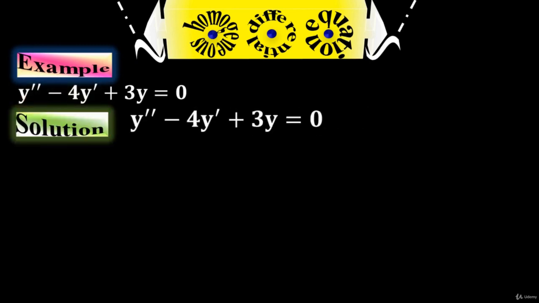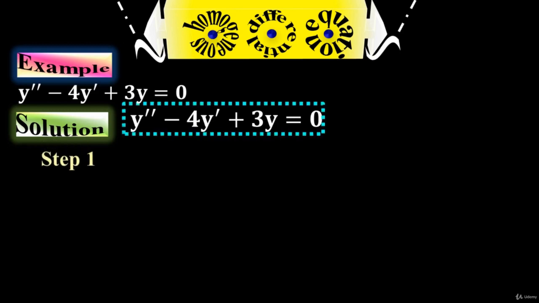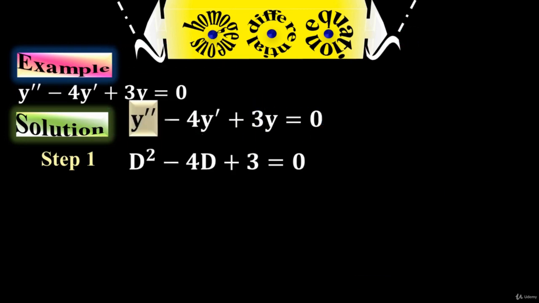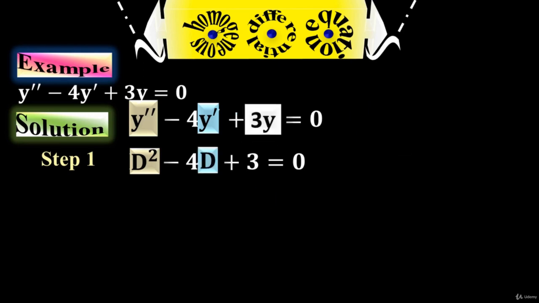Solution. Step 1. To change the equation into differential operator form, D squared minus 4D plus 3 equals 0. For the second derivative I put D squared, and for the first derivative D. There is no derivative term here, therefore I just put 3 here.